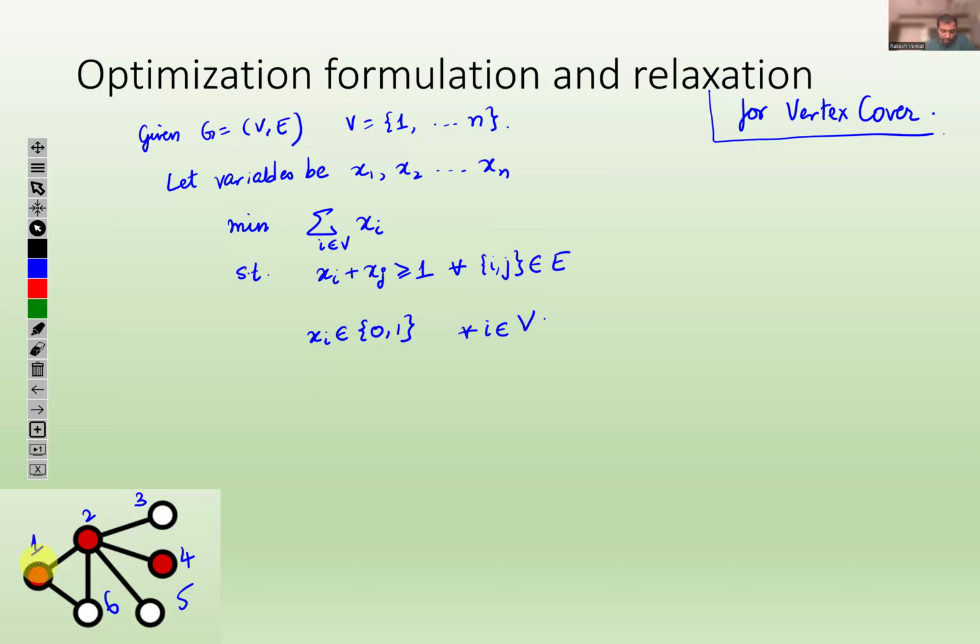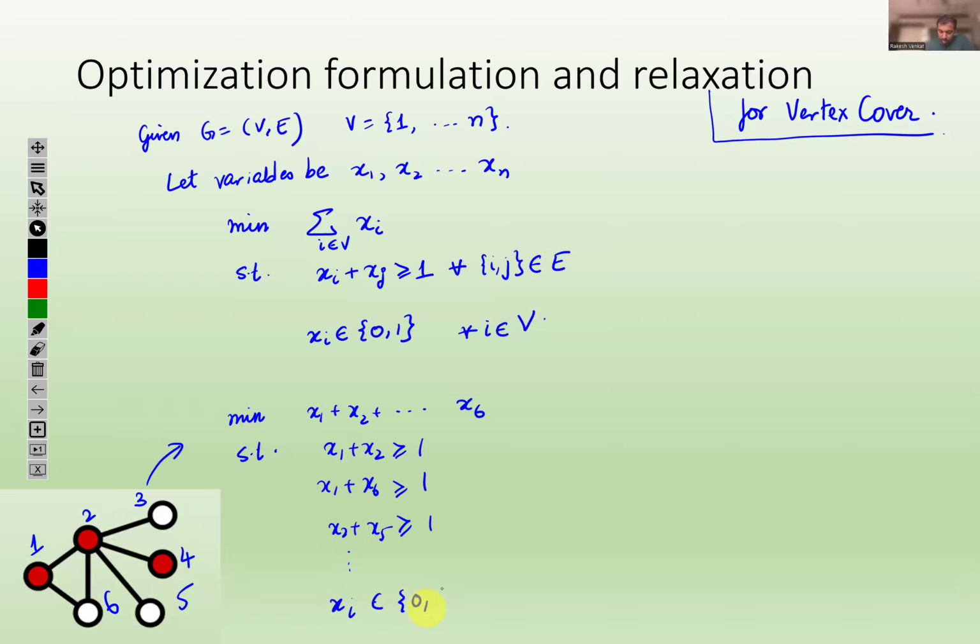Okay, why is that? So for instance, suppose I look at this graph, right? What would be the objective and the constraints that I write out? For this graph G over here, I would write out minimum x1 plus x2 plus so on until x6, subject to, and then what are the constraints I put? For every edge, I'll have to write a constraint. So I have 1, 2, 3, 4, 5, 6 edges. So for instance, I'll write x1 plus x2 is greater than or equal to 1, x1 plus x6 is greater than or equal to 1, x2 plus x5 is greater than or equal to 1, and so on. So there are 6 constraints. I will write all of them for each edge. And then I'll write every xi is in 0, 1.